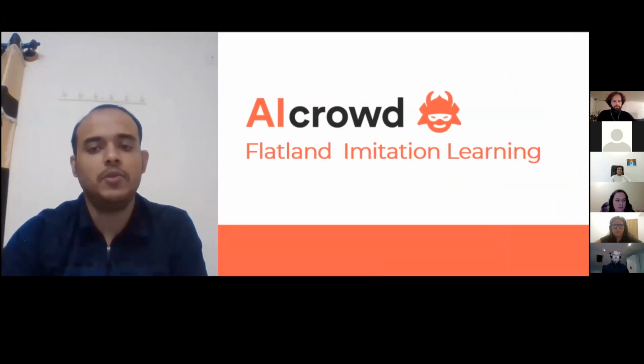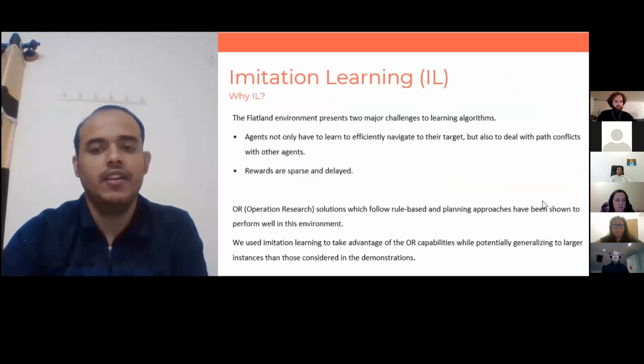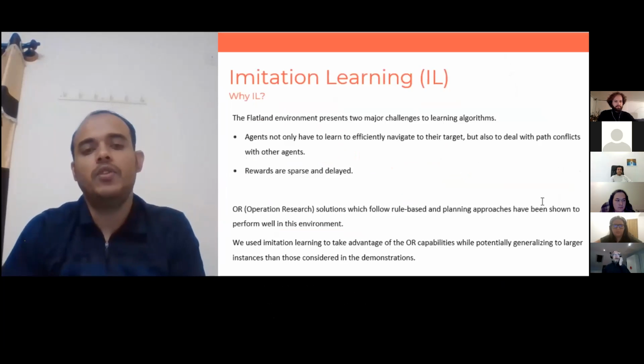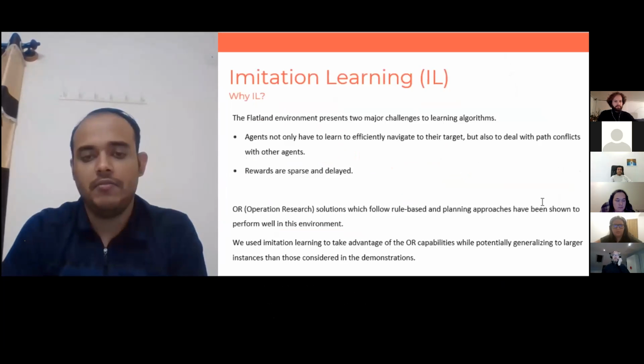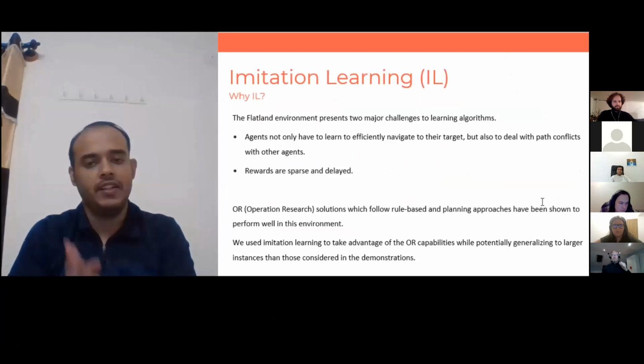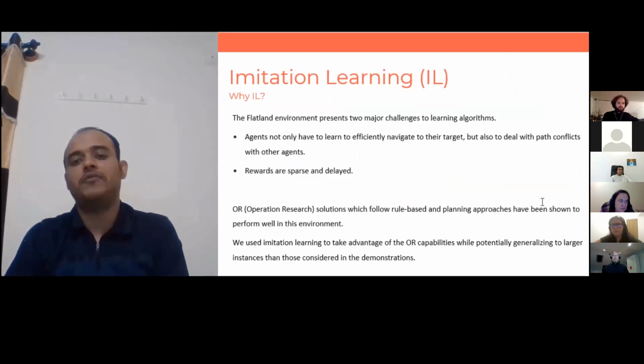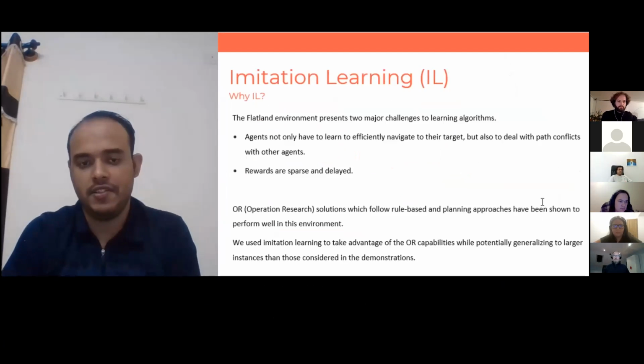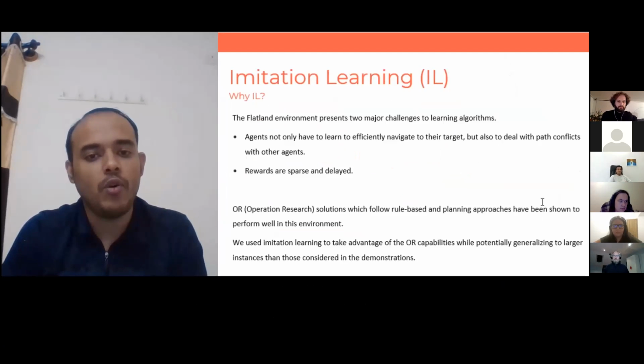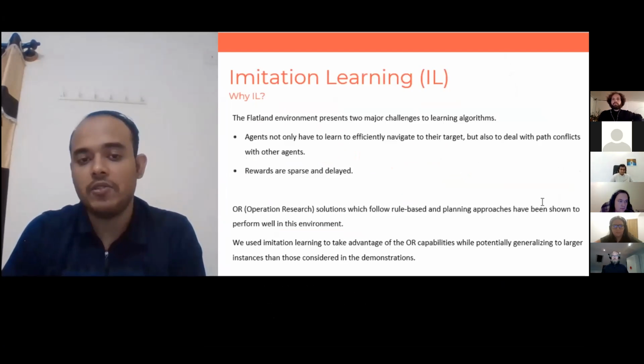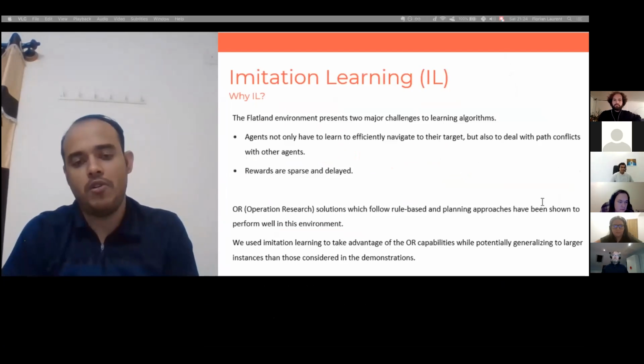So the first question is, why imitation learning? Now, we know that Flatland is a challenging environment because not only do agents have to learn to navigate to the target, but they also have to deal with conflicts with other agents, and the environment rewards are sparse and delayed. The actions are also not directly attributable to the rewards.